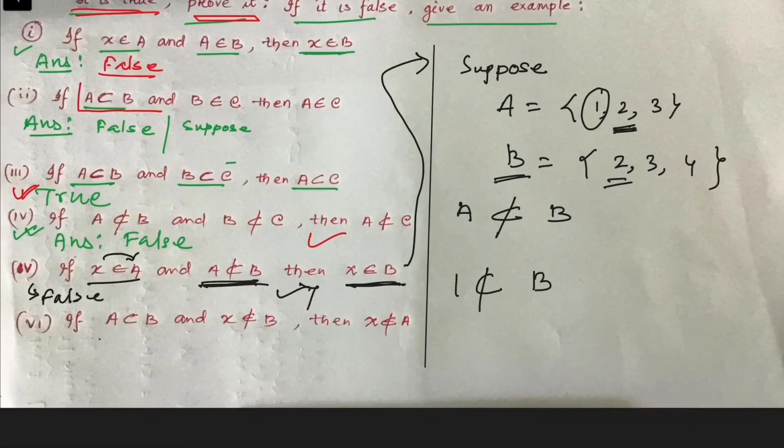A is a subset of B, X doesn't belong to B, then X doesn't belong to A. So this must be true. If A is a subset of B and X doesn't belong to B, then X doesn't belong to A. Because as you see, A is a subset of B, that means B must have all the elements in set A. So an element which is not present in set B cannot be in set A. So this is true.